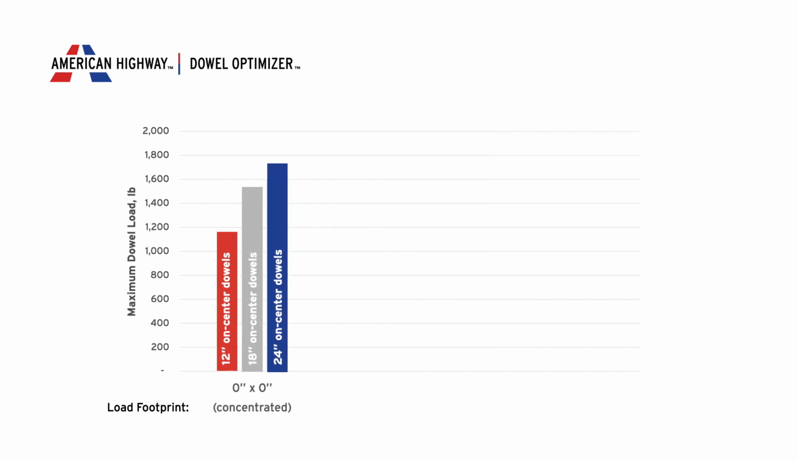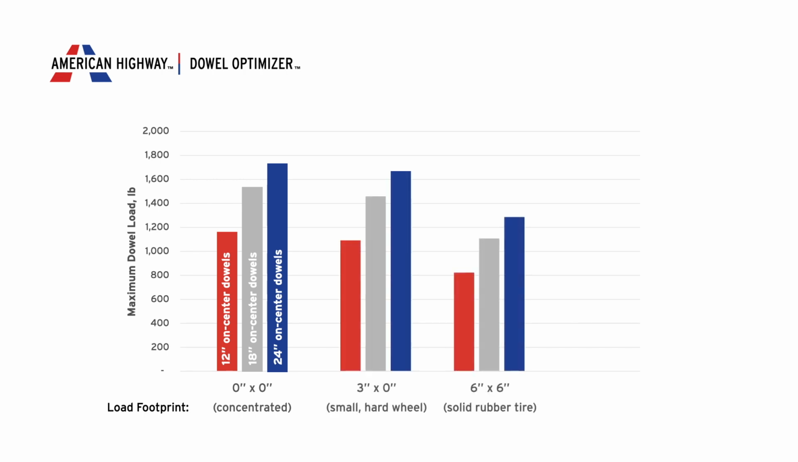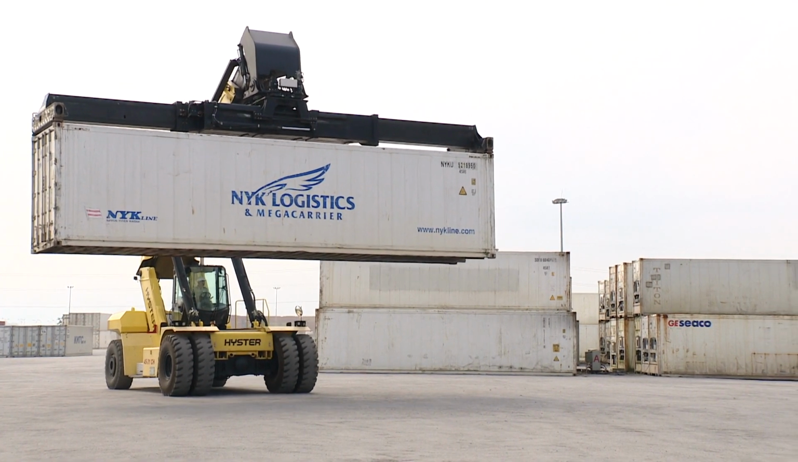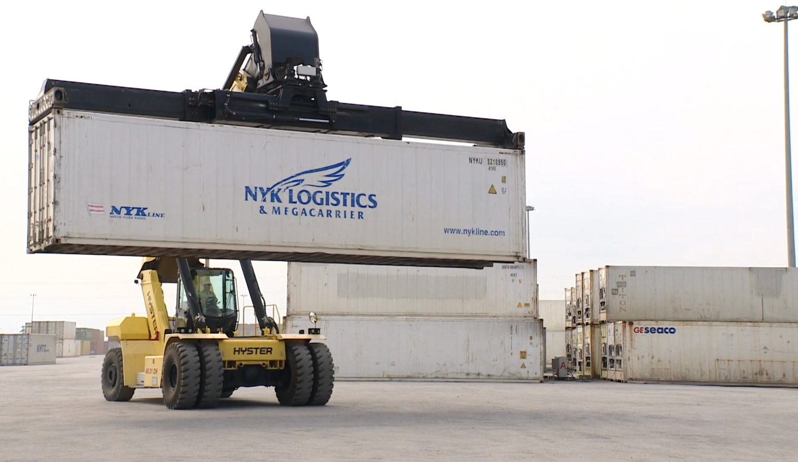Moreover, when the contact area of the tire is considered, ranging from small hard wheels on pallet lift trucks to large pneumatic tires, the resulting dowel load decreases significantly. In the most extreme case, assuming realistic tire size led to a 50% reduction in the maximum dowel load versus a concentrated load. These outcomes highlight the importance of load footprint dimensions in dowel design and are fully accounted for in the tool.